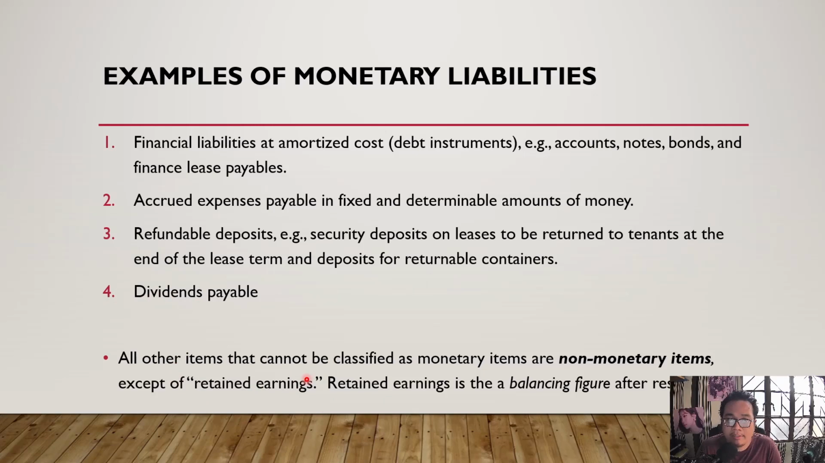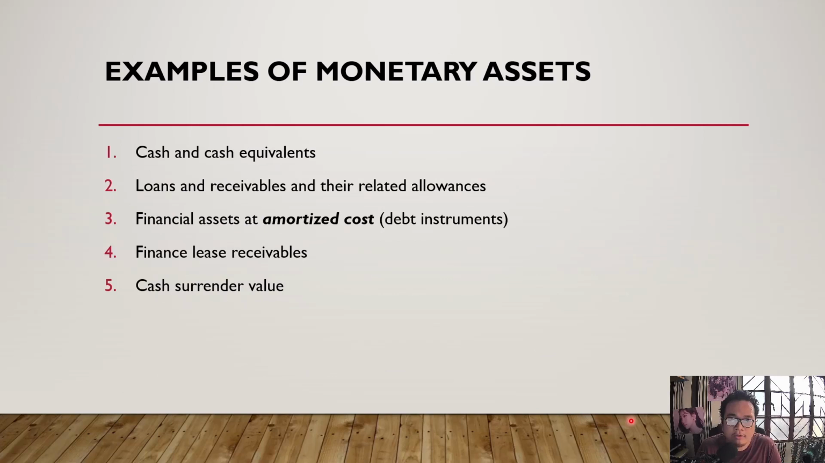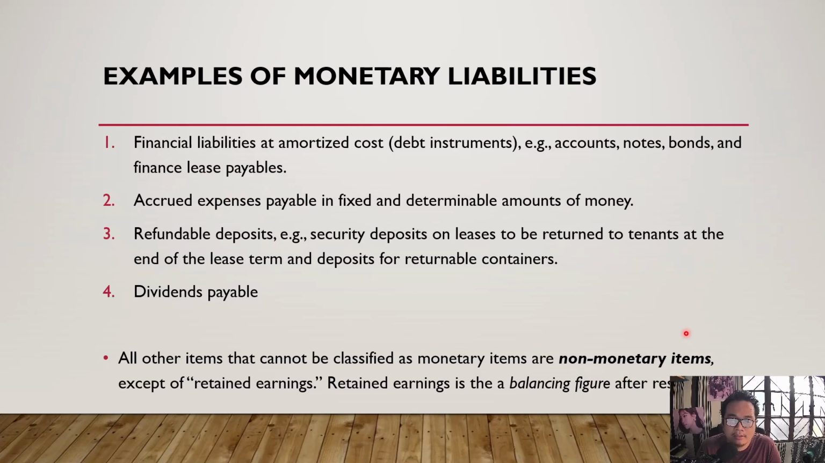Gaya ng sabi natin previously at kanina, all other items cannot be classified as monetary items. They're to be considered non-monetary. But take note, si retained earnings, anak bulan siya. Because retained earnings is neither monetary nor non-monetary. Because retained earnings is treated as a balancing figure after restatement. Na-mention naman natin sa previous videos natin. Take note, ito ang mga monetary lang. Other than this, non-monetary na. Si retained earnings, anak bulan, neither sa dalawa, balancing figure kasi siya.